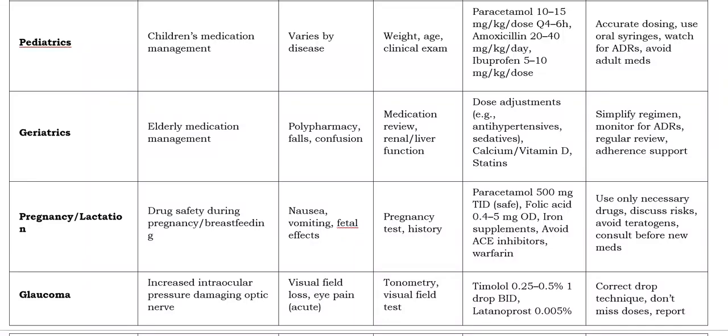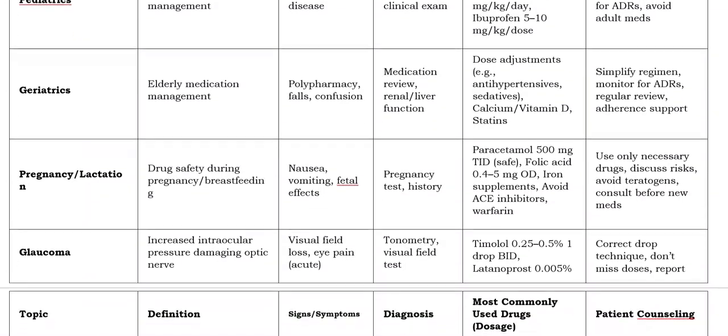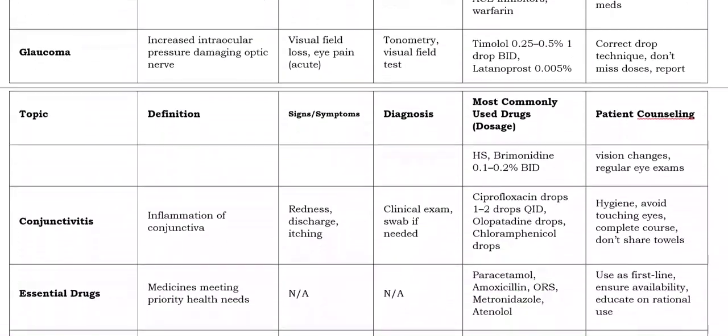Core points: use only necessary drugs, at the lowest effective dose. Thoroughly discuss risks versus benefits with a provider for any medication. Actively avoid known teratogens. And always, always consult before starting anything new while pregnant or breastfeeding. It's a careful balance. Moving to ophthalmology, glaucoma: increased intraocular pressure damaging the optic nerve.